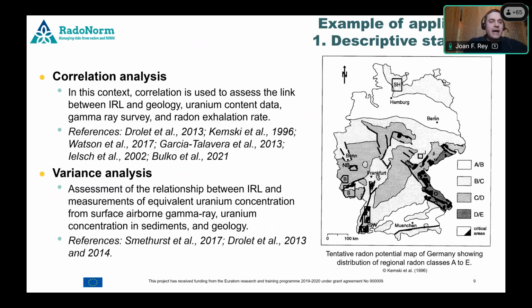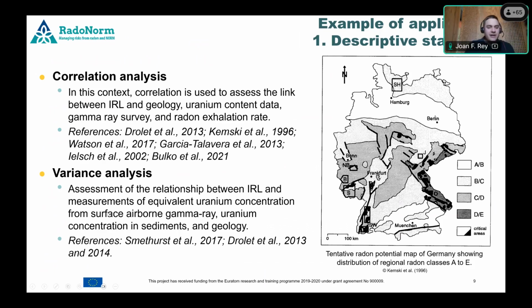So the first one that we highlighted was the correlation analysis, which has been used in different papers to assess the link between the indoor radon level and the geology, the uranium content, the gamma ray survey, for example, or the radon exhalation rate. And here we do have an example. It's a pretty old example from 1996, which was an attempt by Kemski et al. to map the radon potential of Germany using a correlation analysis.